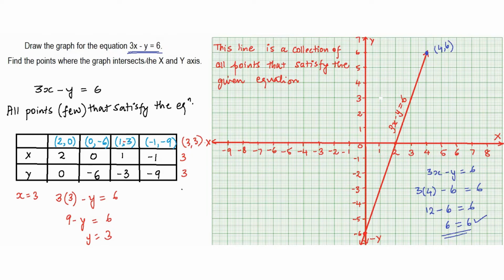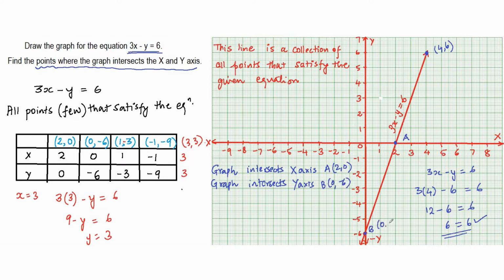One additional question that is asked here is find the points where the graph intersects the x-axis and y-axis. So if you notice where they intersect the x and y-axis, the graph intersects x-axis at this particular point. The coordinate of the point is 2, 0, at A of 2, 0, and the graph also intersects the y-axis at the point 0, minus 6, at the point B of 0, minus 6.